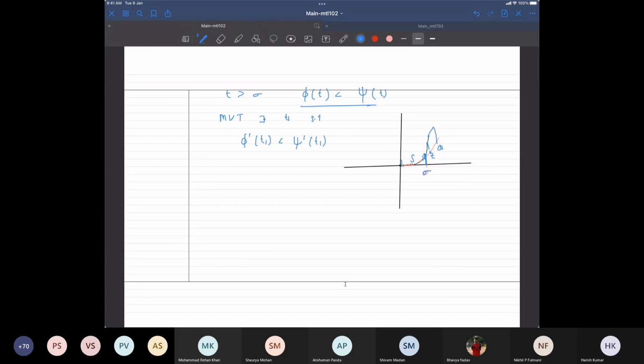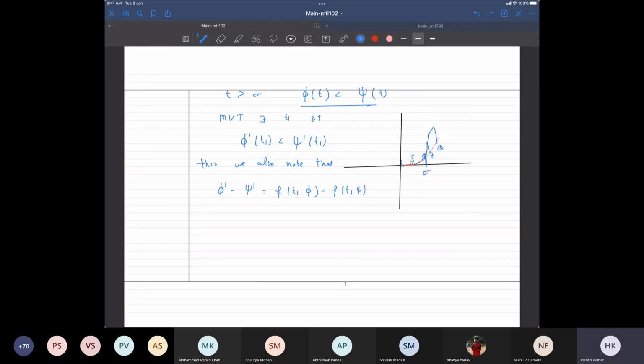Is this part clear? Yes, sir. Okay. If this is clear, then we are done. So I have got a point, that means there exists a point t1 which is less than theta such that this holds. Then we also note that phi prime minus psi prime, I just compute using the ODE: f(t, phi) minus f(t, psi).